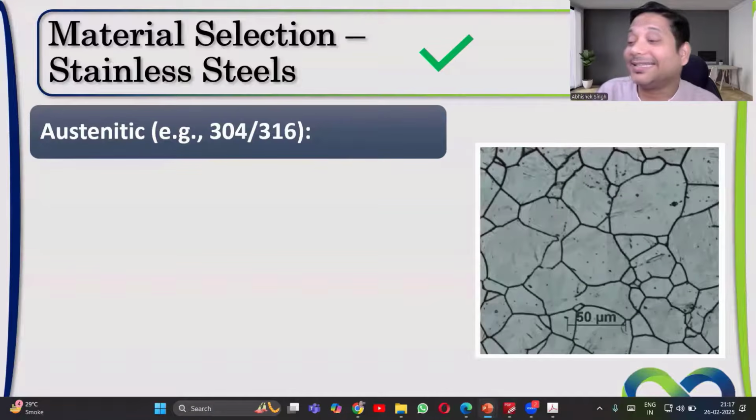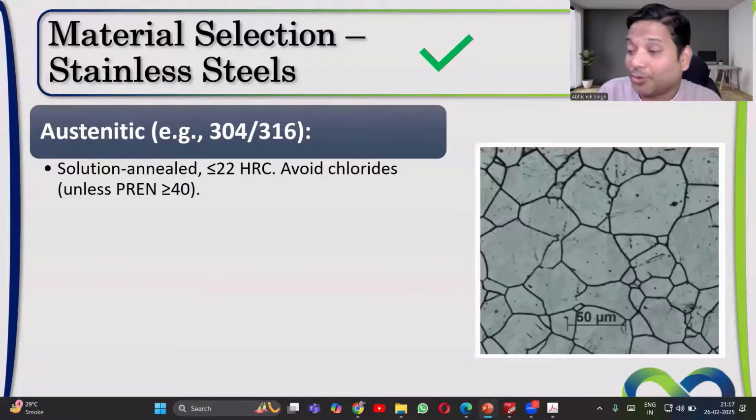If you talk about stainless steel, austenitic stainless steel, 304 or 316 grade, that has to be solution annealed, with hardness controlled to less than 22 HRC. Avoid it when the environment is controlled or dominated by chlorides. If the PREN value is more than 40, then you can use it.